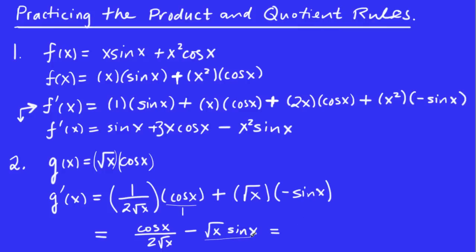This is over 1, right? So the common denominator is going to be 2 root x. So I need to multiply top and bottom of this expression by 2 root x. And when I do that, 2 root x times root x is 2x. So it would be cos x minus 2x sine x.